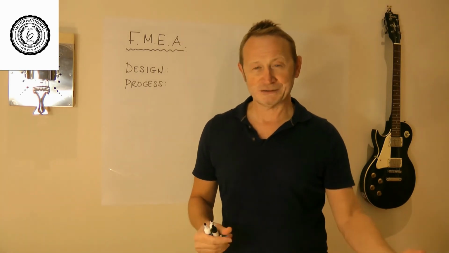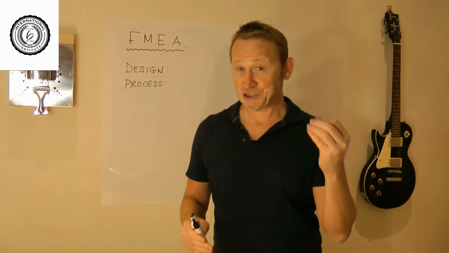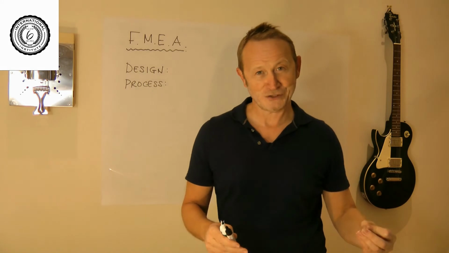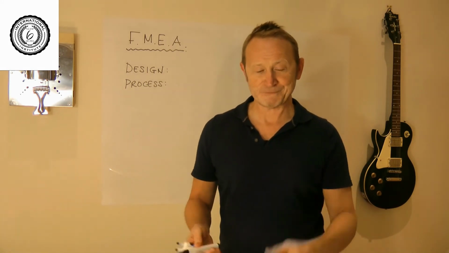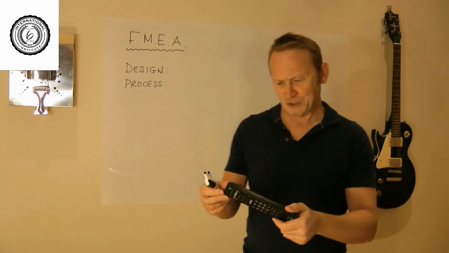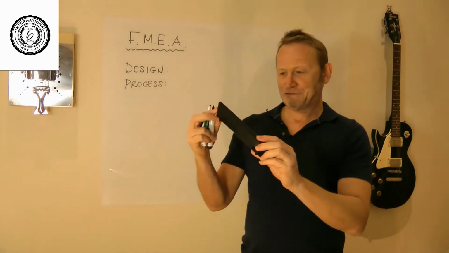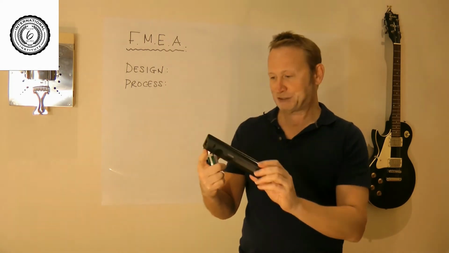So we're going to talk through the principles. I'm going to use a silly little example, but it'll make a point as to how design FMEA and process FMEA are really supposed to work together. So the example we're going to take a look at, we're going to look at the idea of designing this remote control. This is the remote control for my TV.